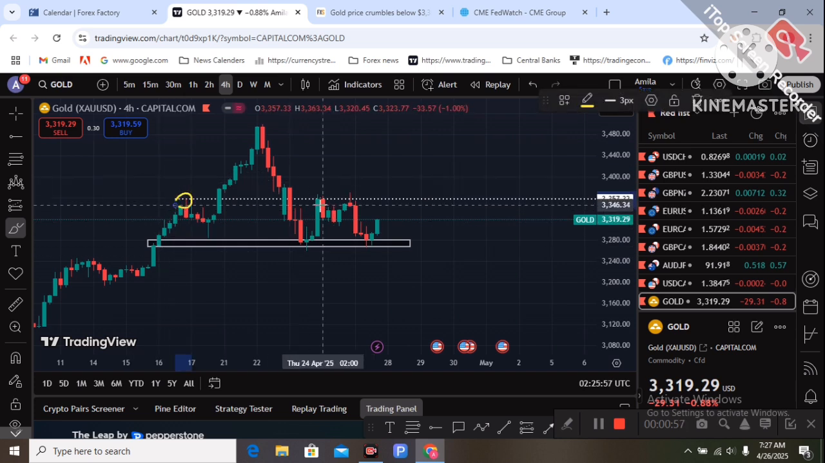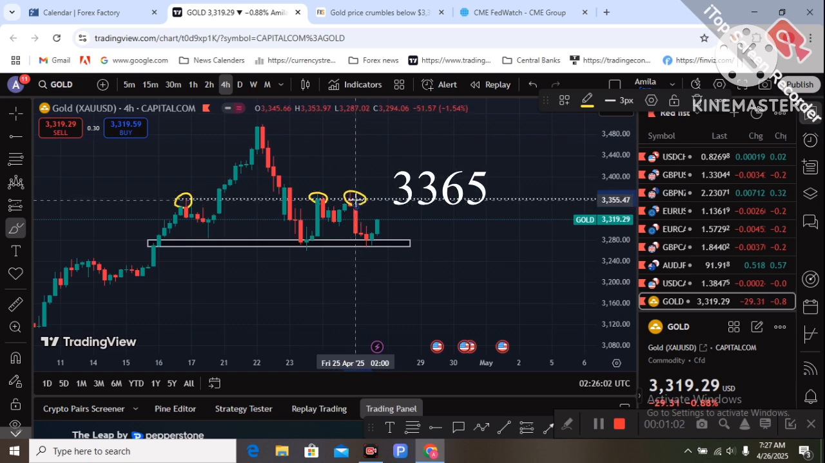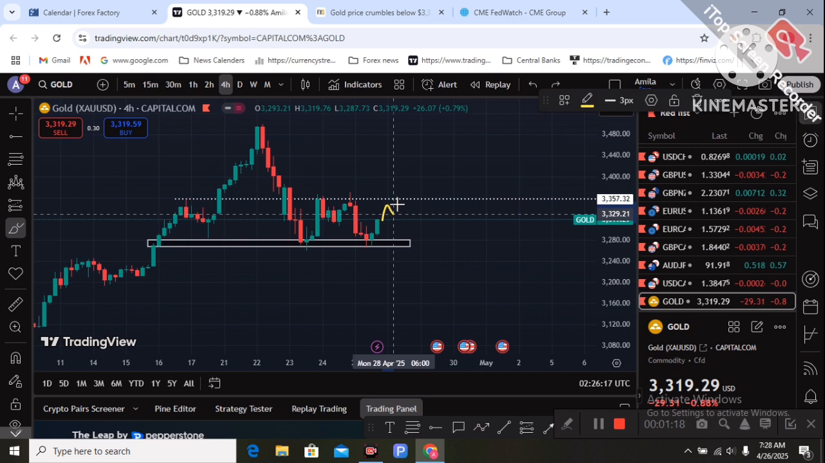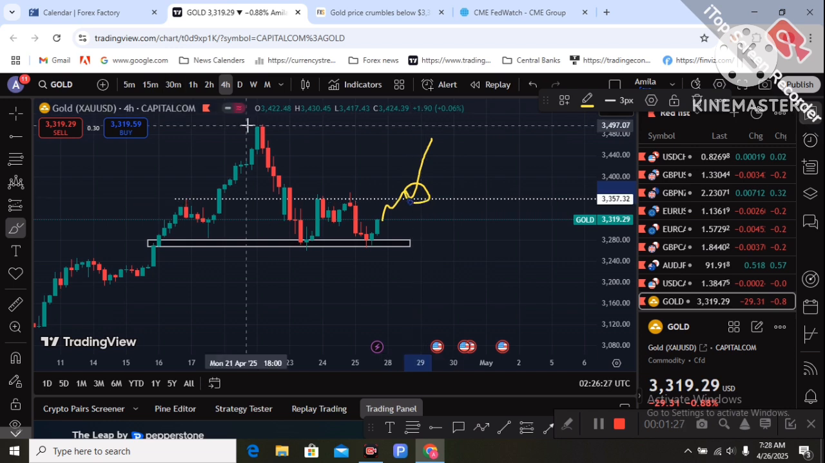The next important zone is the 3365 zone. Price has been rejected from this level several times. You can see it has still not broken out of this resistance level. So these two levels are important for next week's gold trading. If price breaks out of the 3365 level and retests, that is your buy opportunity, and the next resistance level is 3500.